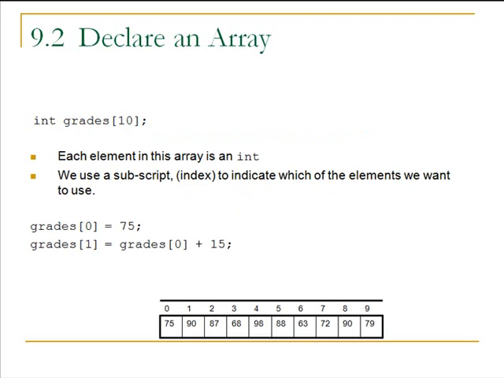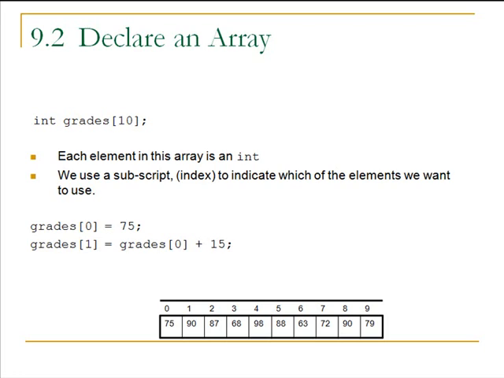So we need a way of declaring an array in the C language, and we're going to use the square brackets. So here's a declaration of the array grades. The data type is int, and the name of the array is grades, and it's indicated to have 10 variables, and we must use those brackets to declare an array in C.